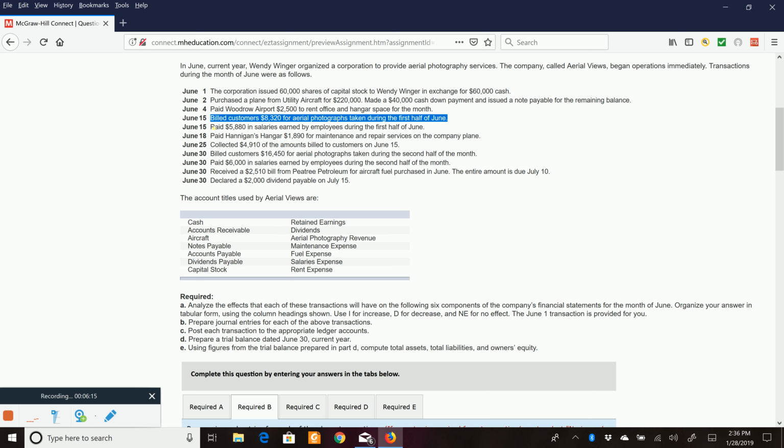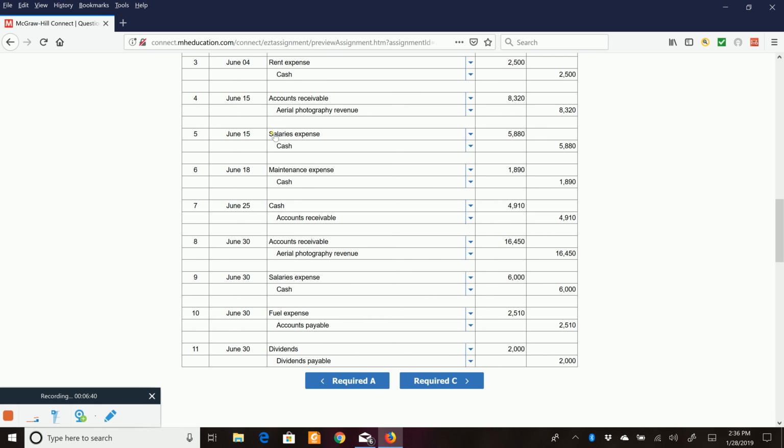Okay, next, June 15th, we paid $5,880 in salaries earned by employees during the first half in June. This is an expense. Expenses are recorded when they're incurred, regardless of when we pay for them. So the question is, did we incur this expense? Yes, we certainly did. The employees worked for us, so we incurred the expense. We will debit salaries expense. Once again, expenses get debited, which ultimately decrease the equity, the retained earnings account. And it's actually payday. It said we paid it, so we will reduce cash with a credit.